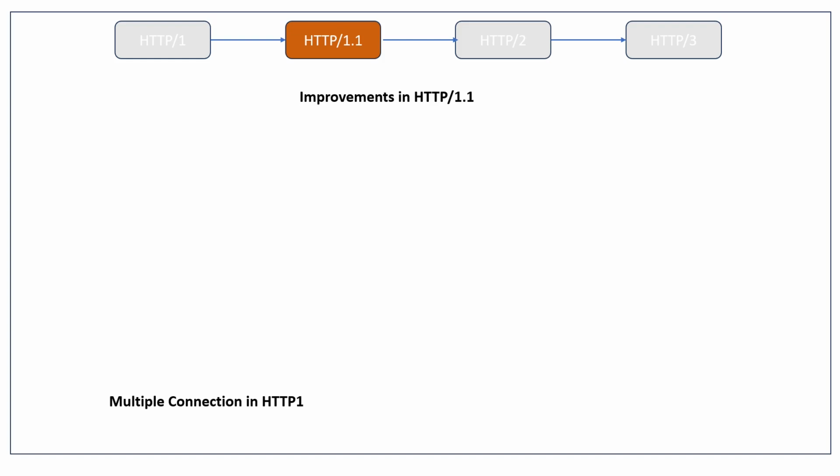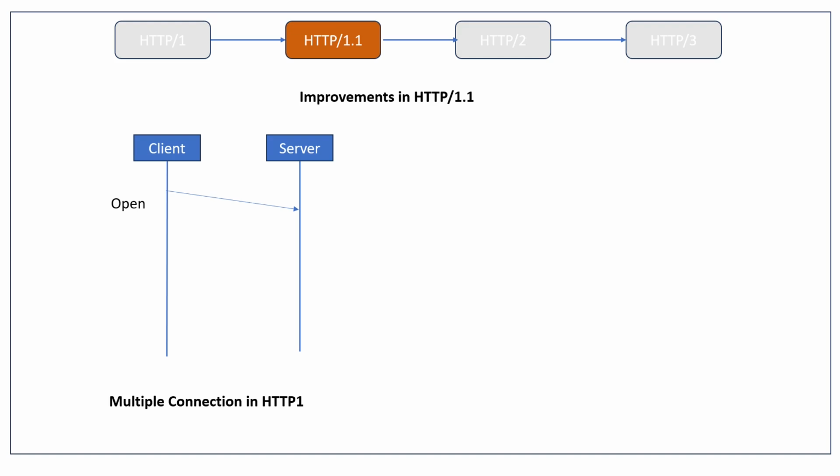As you have seen, in HTTP 1, suppose you have 10 resources required to build a UI page, you have to open the connection, close it, again open, again close it, right? For every resource, suppose you have 10 images to be fetched from the server, you are opening the connection 10 times and closing it 10 times. So that is not good.